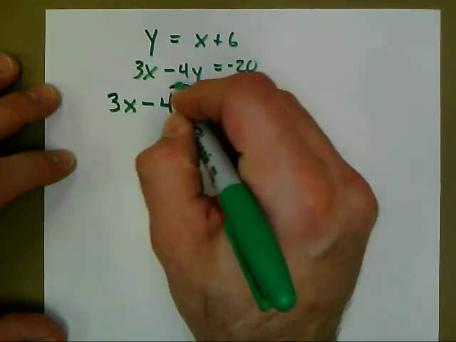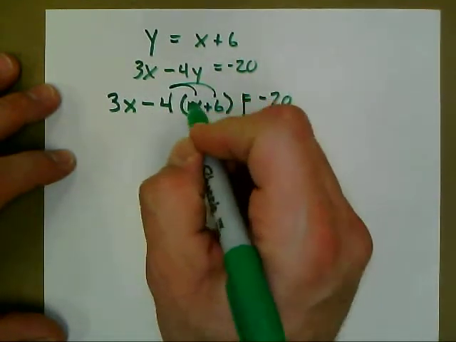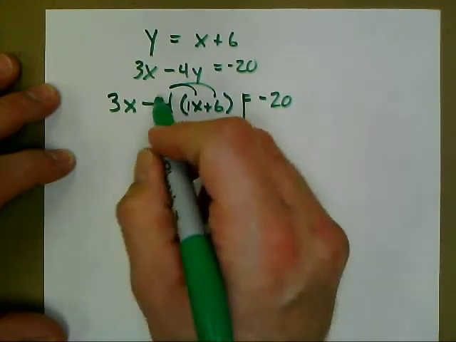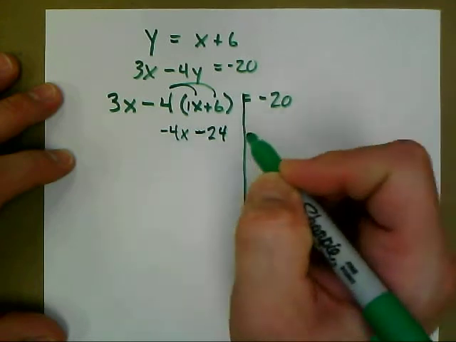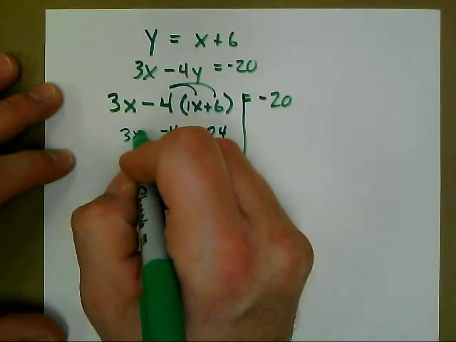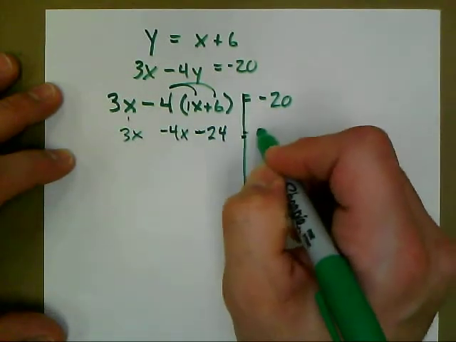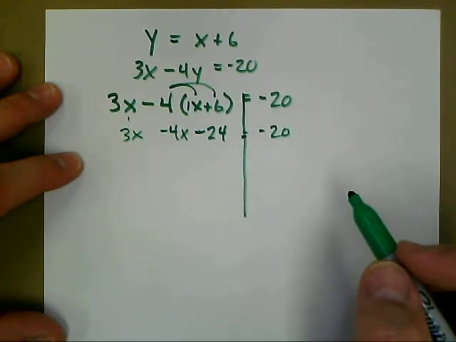So I'm going to distribute first. So I have negative 4 times 1 is negative 4x. Negative 4 times 6 is negative 24. And I'm going to bring down that 3x. And I also bring down my equals and my negative 20.